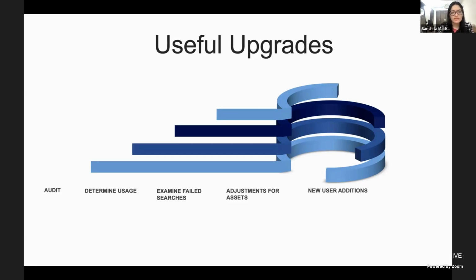Some of the things that you can keep in mind when you are doing your taxonomy upgrades: audit on a yearly or quarterly basis, depending upon the business needs. Use search metrics to determine usage and popularity of terms. Examine failed search results. Document updates. Adjust the DAM taxonomy as new asset types are ingested or introduced. Adjust the DAM taxonomy as new users are onboarded into the system.